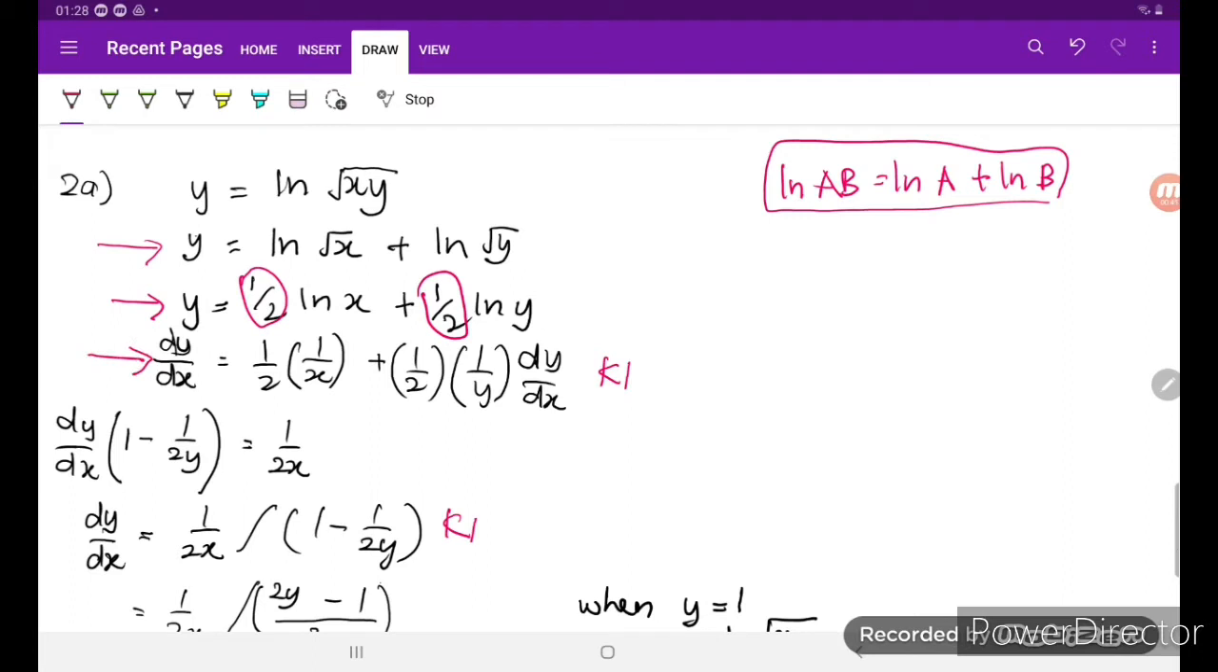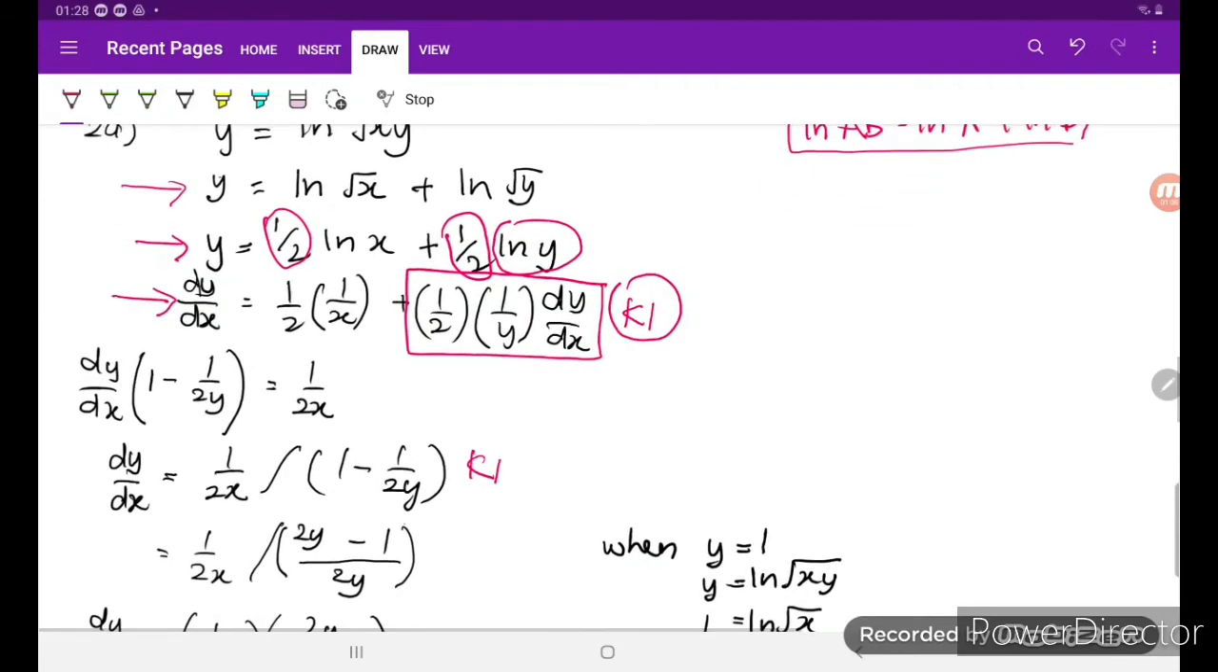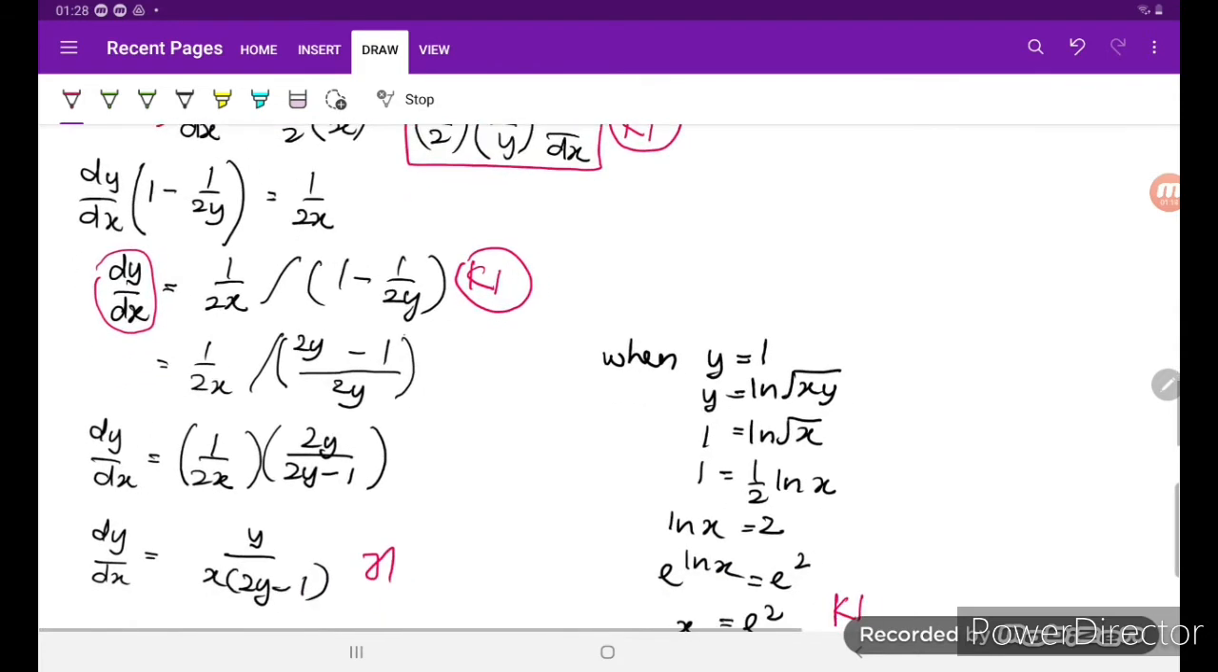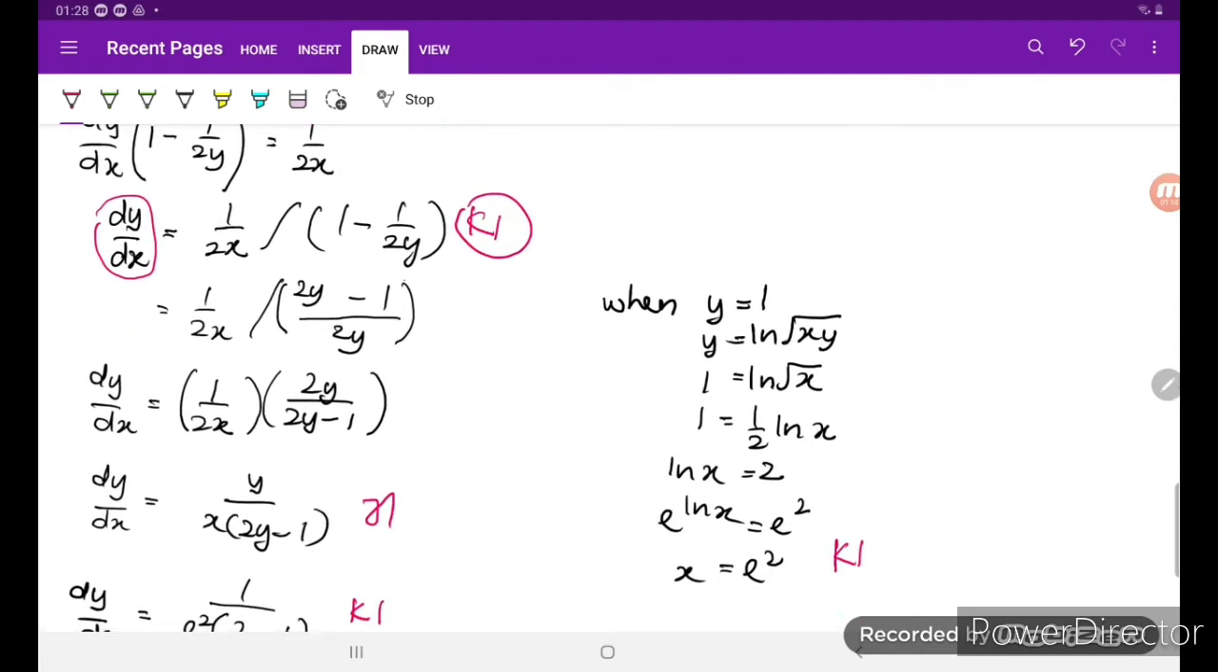You get this one. And this is implicit differentiation. Differentiate ln y. You get 1 over y dy/dx. You will get your first mark. And then you make dy/dx your subject. You will get another mark. And then you simplify until you get dy/dx equals y over x to y minus 1. You will get J1.